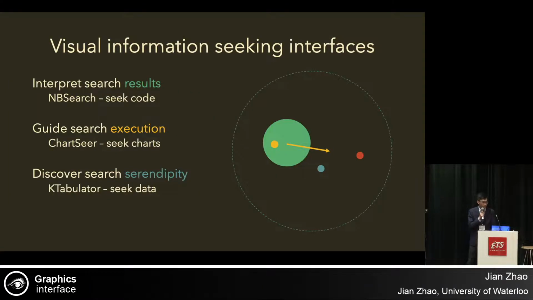So, in summary, I have presented a few cases on designing visual information seeking interfaces, each of them focusing on different types of targets, including searching for code, searching charts, and lastly, searching data. Through all the examples, I also demonstrated some important design considerations to make these interfaces more effective.